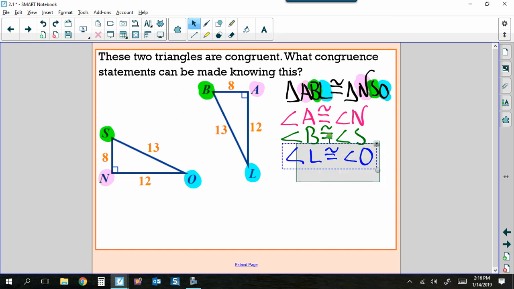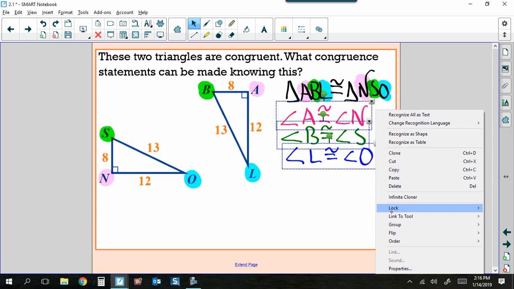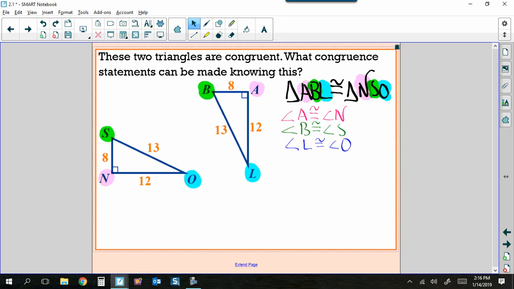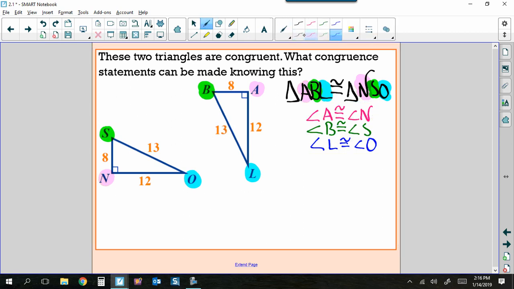Now, using the naming of the triangles is very helpful, especially when it comes to naming the sides. So, for example, we'll start off with the line segment AB. And all I am going to do is find the match of AB on the other name of the triangle. So I've got pink and green, so I'm going to use pink and green on the other, so NS. So line segment AB is congruent to line segment NS.